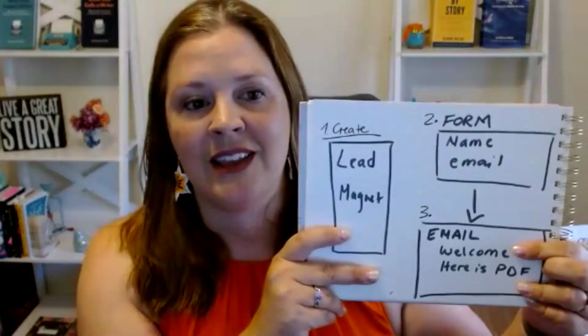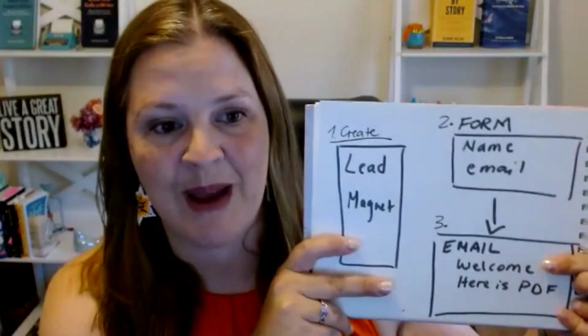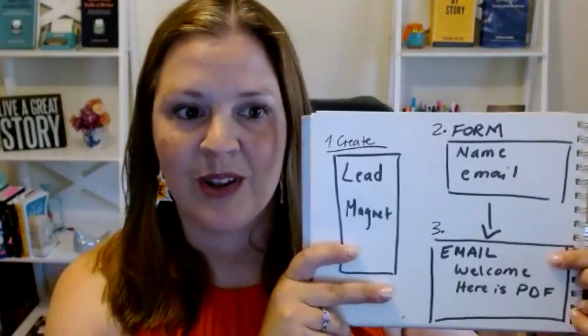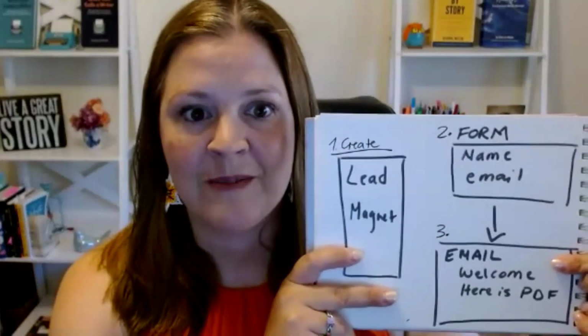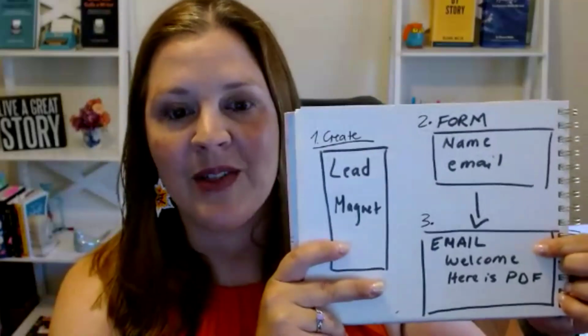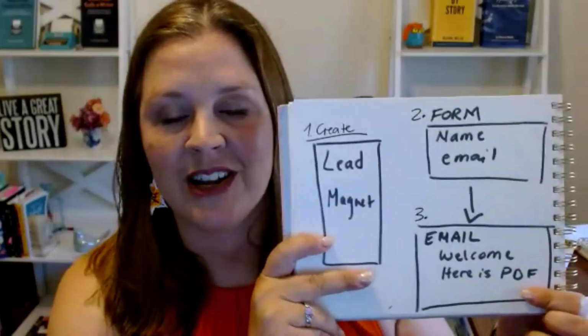And then the third thing is once they sign up, you want to make sure they actually get the lead magnet. So you need a delivery email. Mailchimp, you can set this up as an automation. PageWheel, I can set it up as an automation. And the email then basically says, welcome to my newsletter, and here is your PDF.